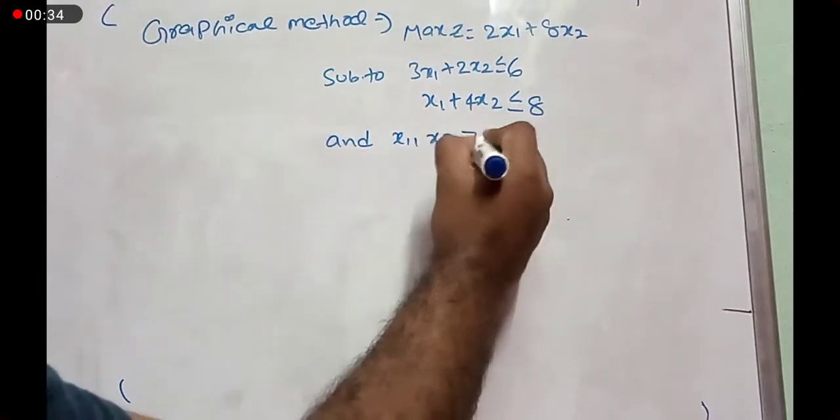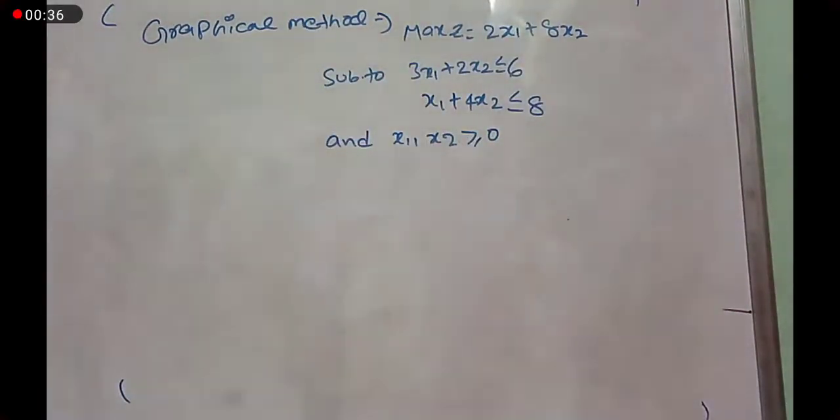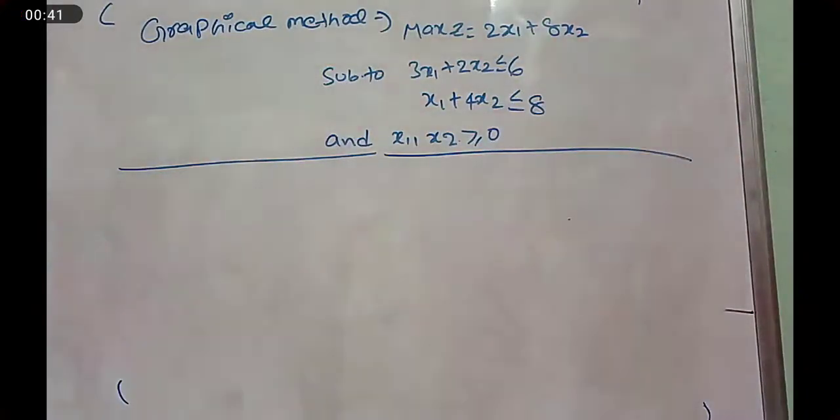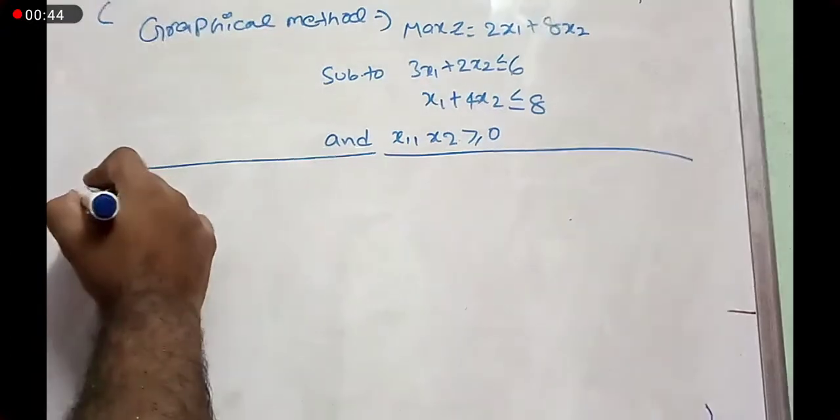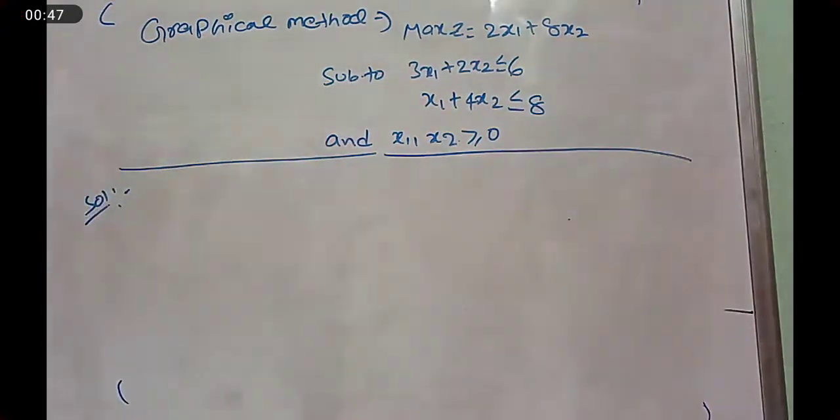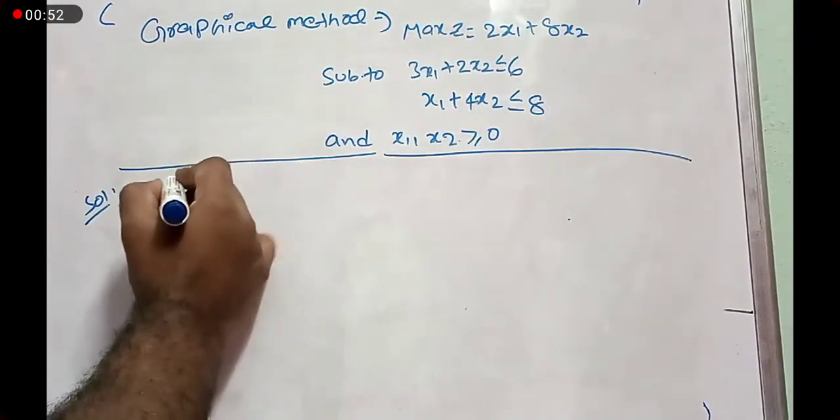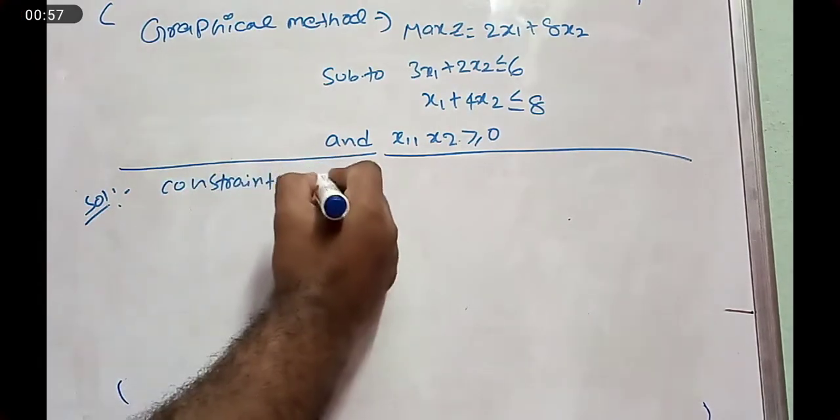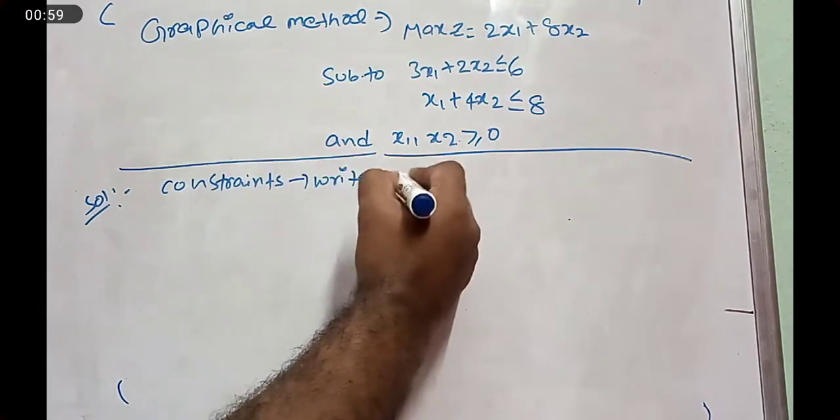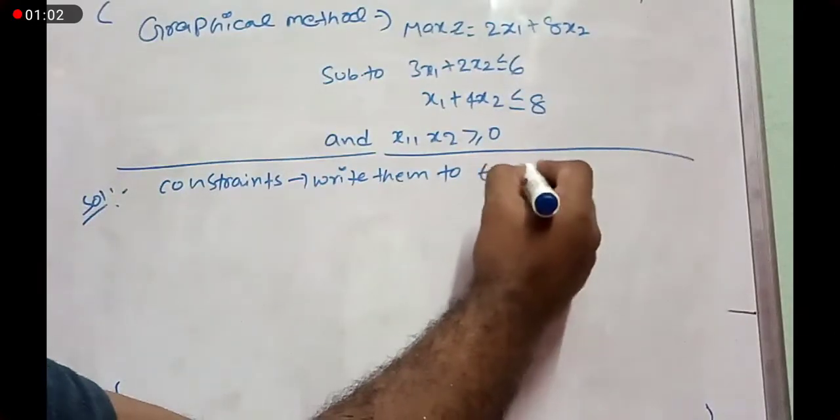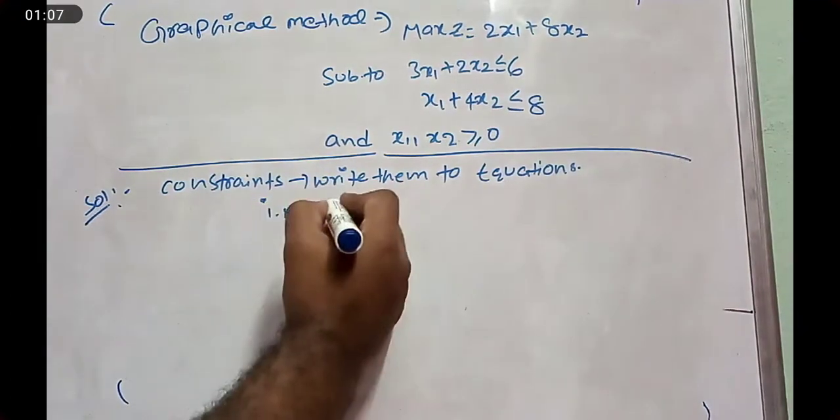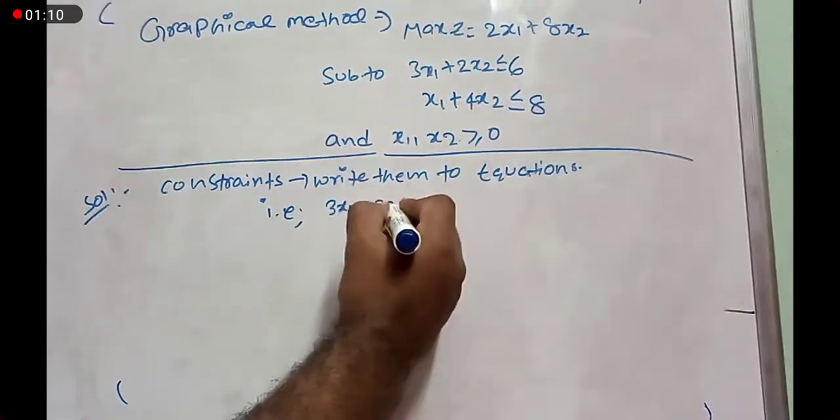We'll take one example. Maximize z equals 2x1 plus 8x2, subject to 3x1 plus 2x2 less than or equal to 6, x1 plus 4x2 less than or equal to 8, and x1 and x2 greater than or equal to 0. We all know the first is the objective function, the next two are the constraints, and the third is the non-negativity condition. In the solution, first we are going to solve this by making equations.